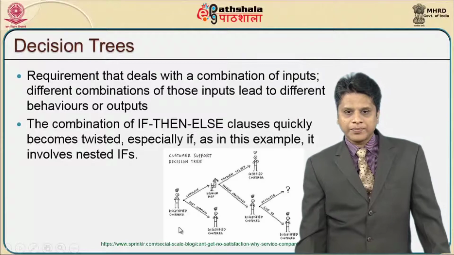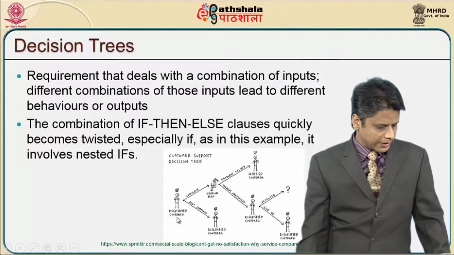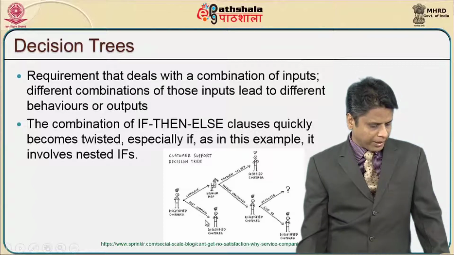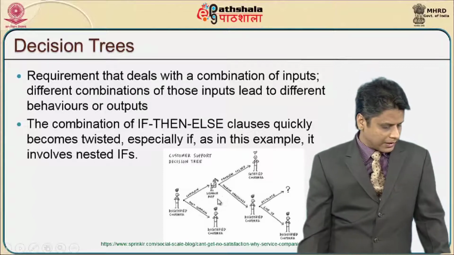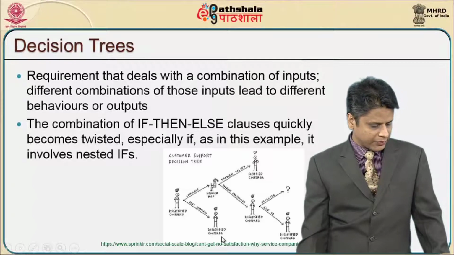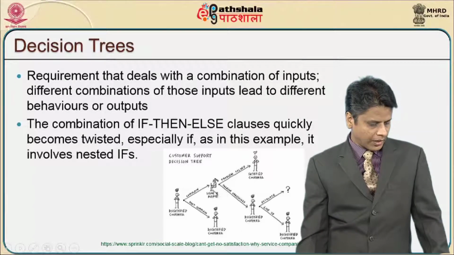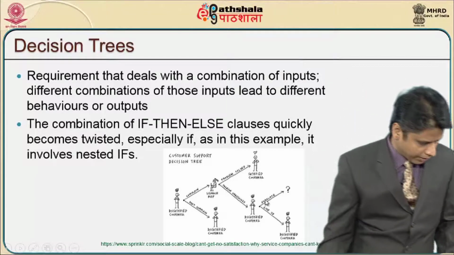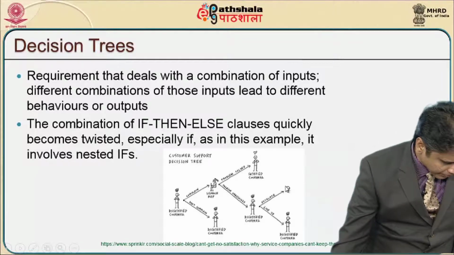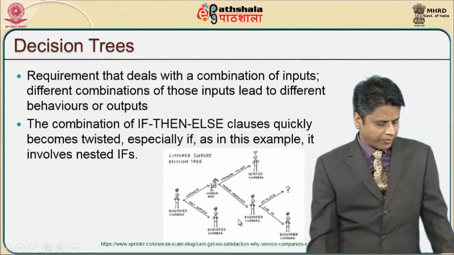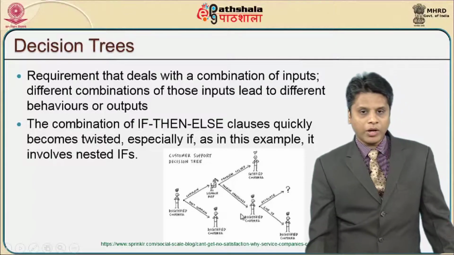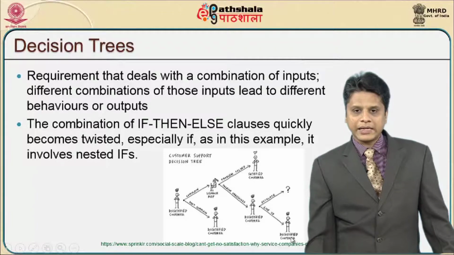The combination of if-then-else clauses quickly becomes twisted, especially if, as in this example, it involves nested ifs. So I switch to a customer support decision tree where I have a state like this. I have a dissatisfied customer complaining or not complaining to a service representative, or a dissatisfied customer continuing as a dissatisfied customer. With a service representative, I have a problem solver, and I have one other person called problem unresolved, and further the customer seems to be dissatisfied. I have to escalate the problem or give up the entire problem as a dissatisfied customer.